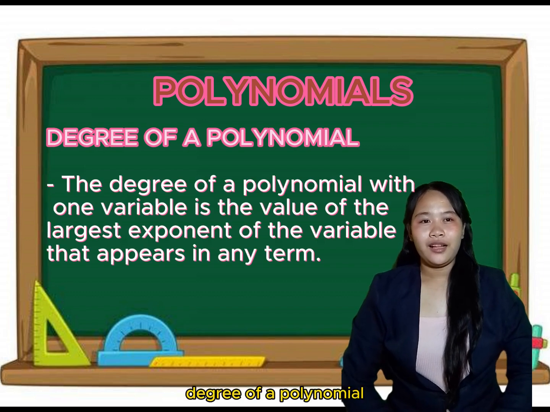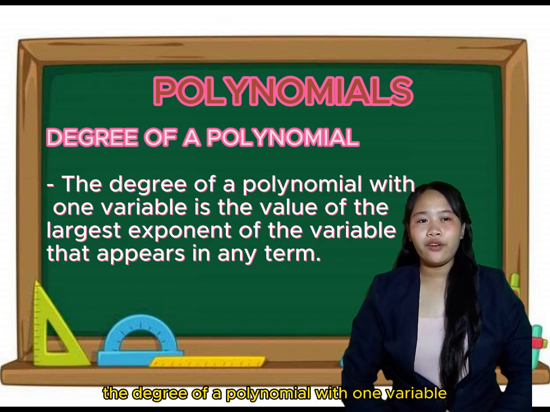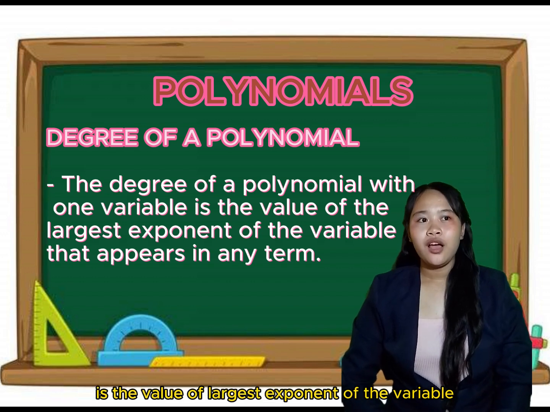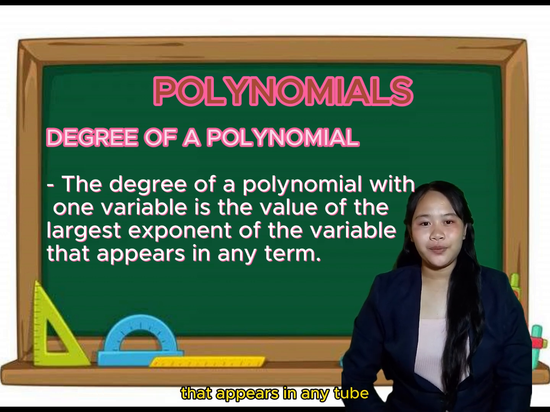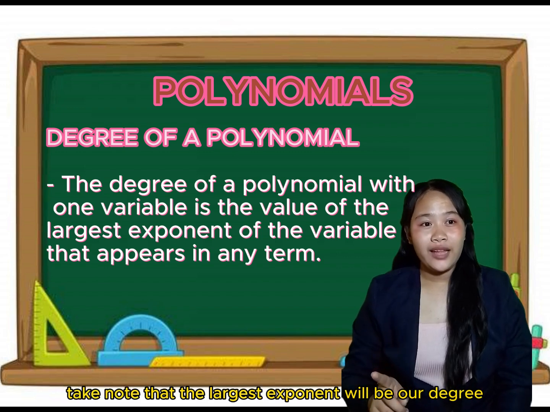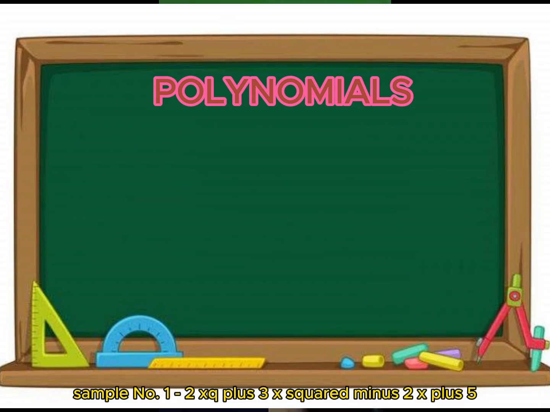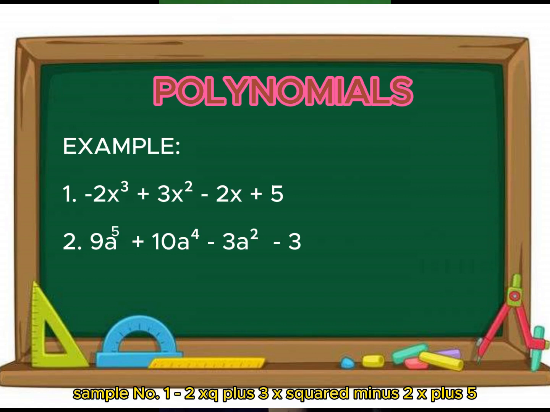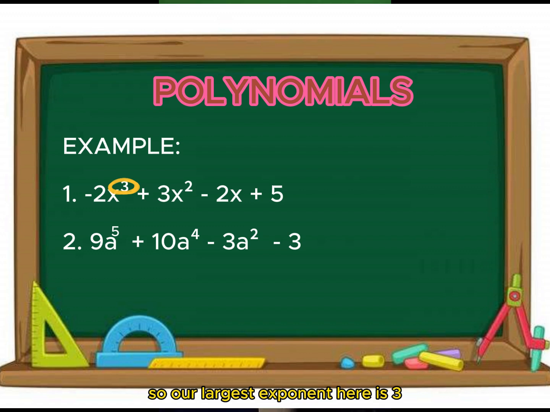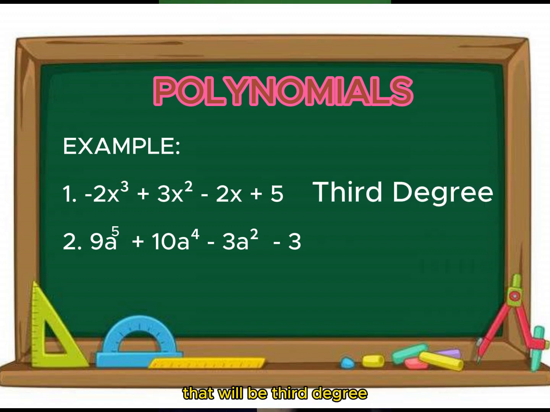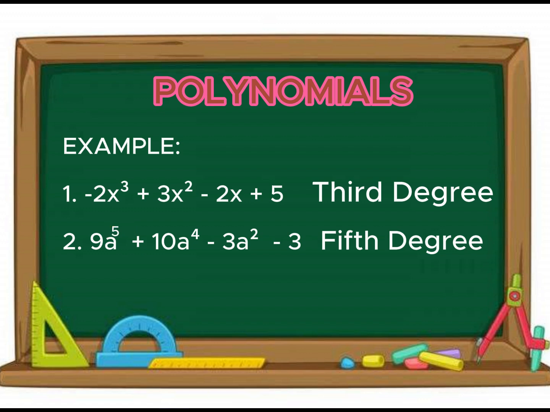Degree of a polynomial. The degree of a polynomial with one variable is the value of the largest exponent of the variable that appears in any term. Take note that the largest exponent will be our degree. Example number 1: negative 2x cubed plus 3x squared minus 2x plus 5. Make sure that it is arranged in descending order. Our largest exponent here is 3. That will be third degree. For example number 2, our largest exponent here is 5. That will be 5th degree.